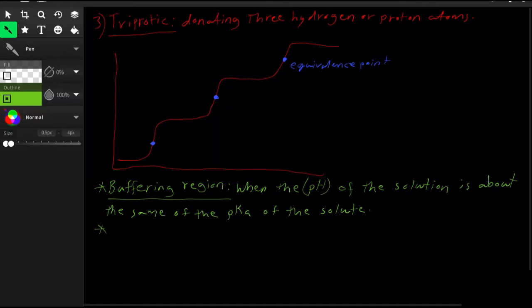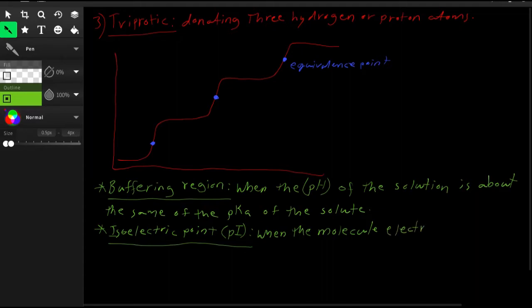And we have another definition. We're gonna have some examples after that. Isoelectric point, with the abbreviation pI, small p and capital I. It's when the molecule is electrically neutral.